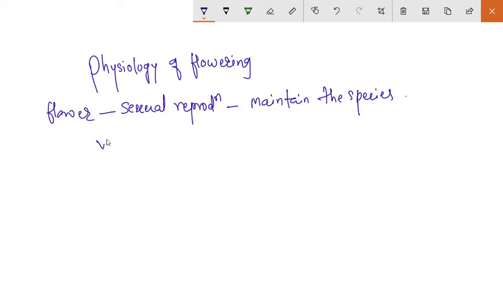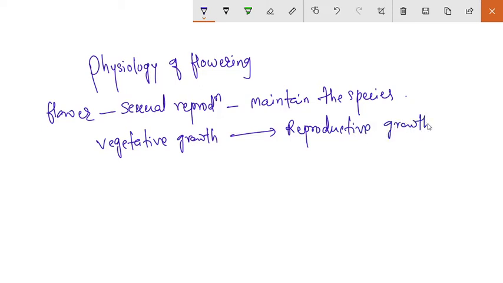Flowering means the transition of vegetative growth to reproductive growth. During this process, the vegetative shoot tip becomes modified into the reproductive shoot tip.